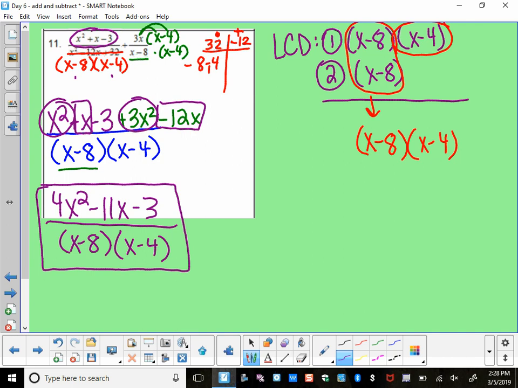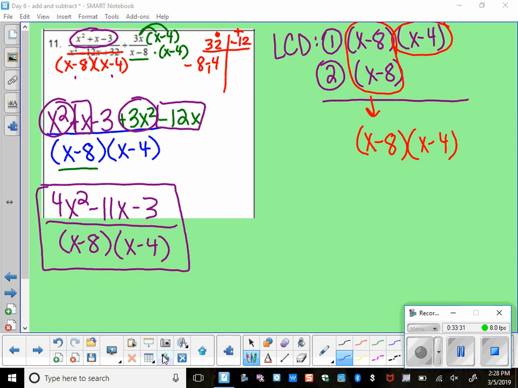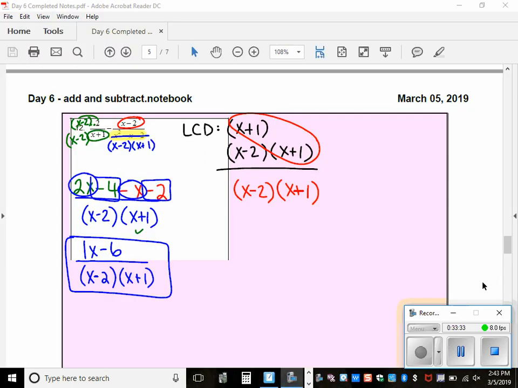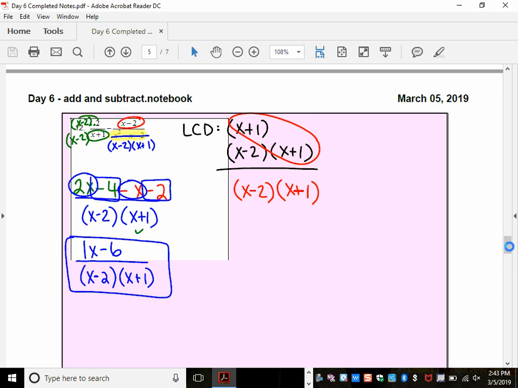Alright, I want you guys to do 12, 13, 14, and then we're going to check our answers. Alright, here you go for number 12. I had to factor my second denominator, so I got x minus 2, x plus 1. The things that were matching from top to bottom were the x plus 1.